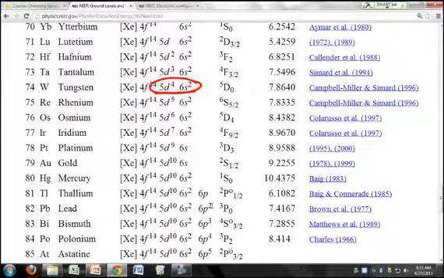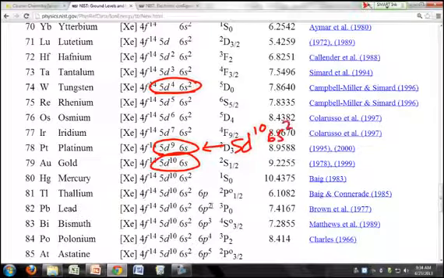And let's see, what other exceptions do we have here? Here's another exception. 5D9, 6S, and gold is 5D10, 6S. So this should have been, if we were to follow the pattern, 5D10, 6S2, but it's not. And this one, I'm sorry, this would have been 5D8, 6S2, and this should have been 5D9, 6S2, if we were to follow the pattern.